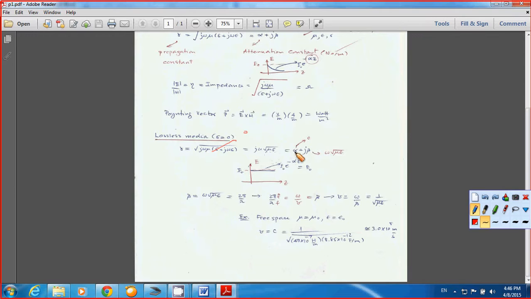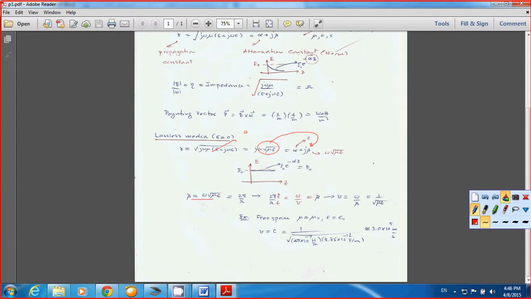Okay, so your alpha, the real part, becomes 0, and the imaginary part gives you beta. So your beta equals omega square root mu epsilon. When your alpha equals 0, it means your fields are not attenuated. E0, the magnitude of your fields, stays constant all along inside the material.